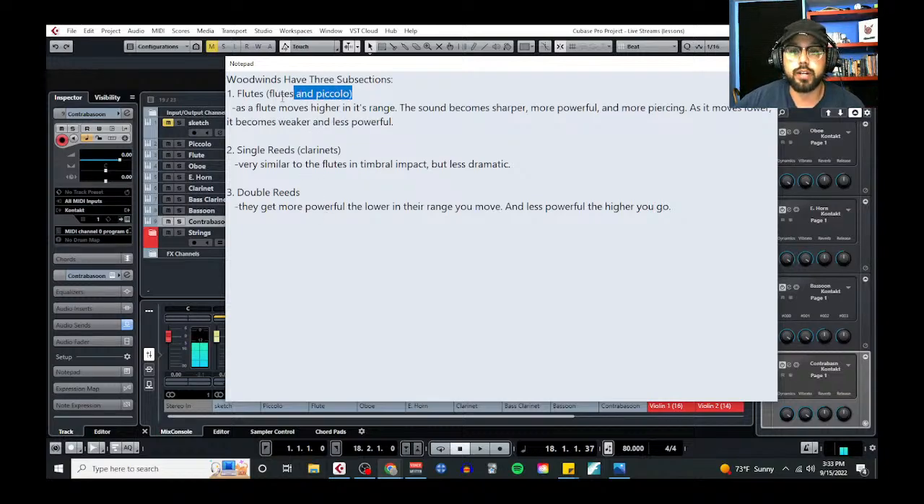Keep in mind that they have three groups: the flutes, which are the flutes and piccolos; single reeds, which are the clarinets; and the double reeds, which are oboes and bassoons. The important thing to remember about these three subsections: the flutes get more bright, more shrill, and more powerful the higher you move in their range. The single reeds also become more shrill and more powerful the higher you move, but not as dramatically. And the double reeds are the exact opposite. The higher they move in their range, the softer they become, but the lower you move, the heavier they become. Now, let's talk about writing for woodwinds in just a bit.